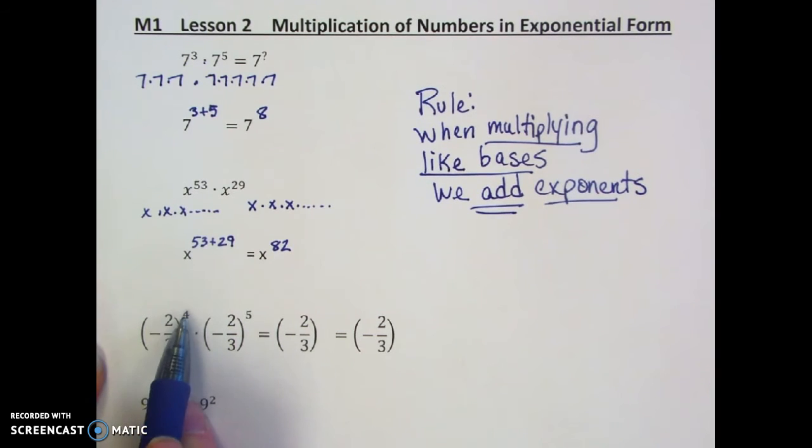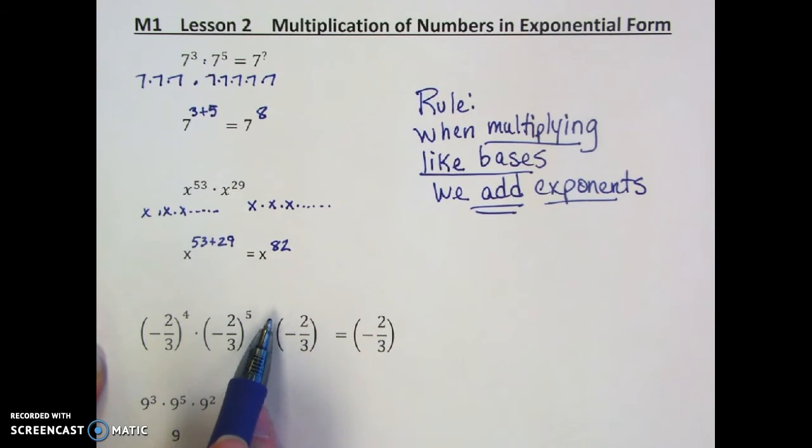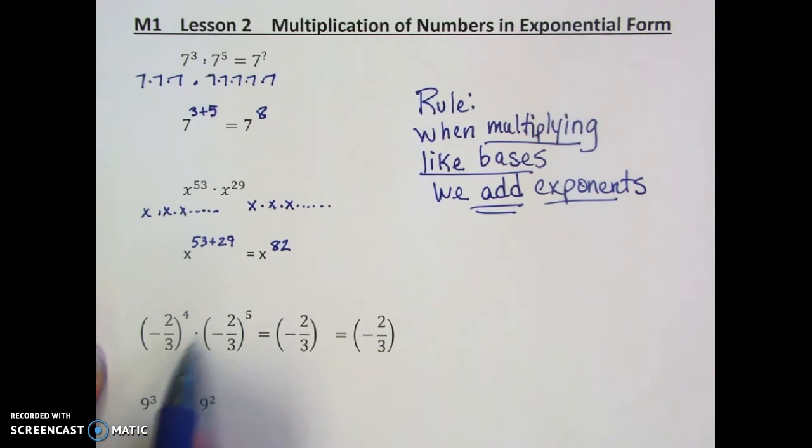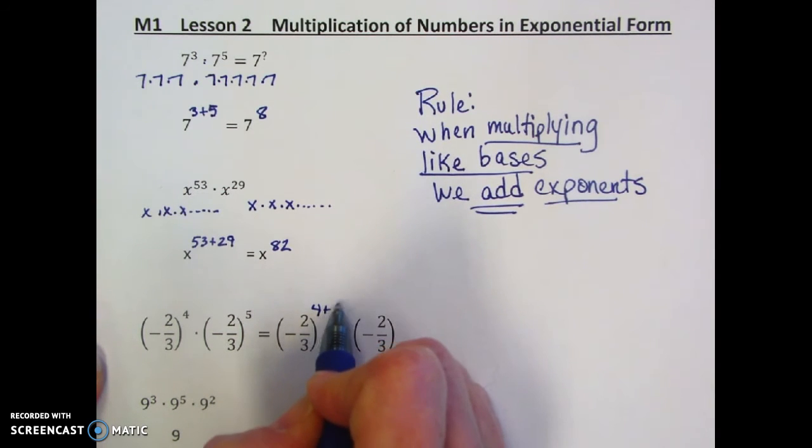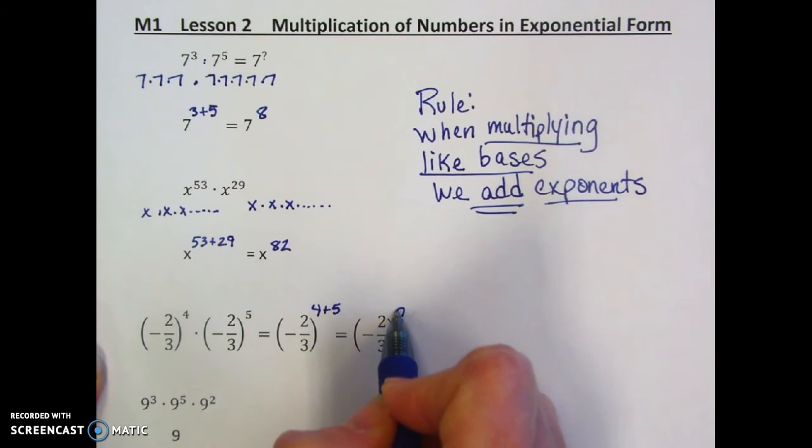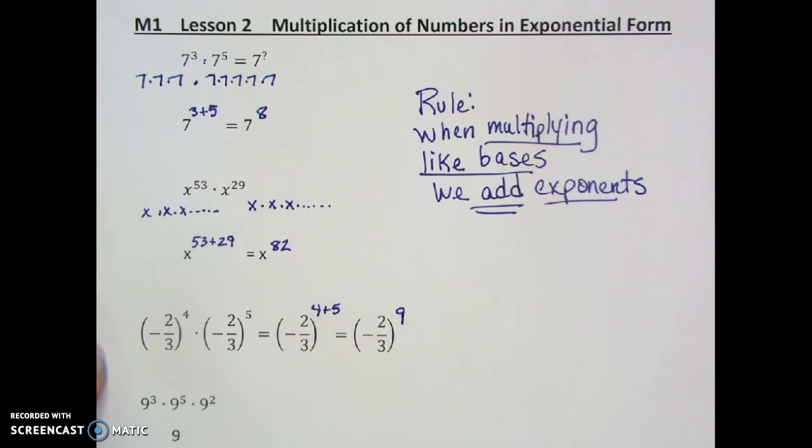Negative 2/3 to the fourth power times negative 2/3 to the fifth power. If I were to write this out, we have 4 of these and 5 of these, so we have 4 plus 5, a total of 9 of them. We do need to keep the parentheses, otherwise we're just having the power on the top number, so we want to keep the parentheses there.